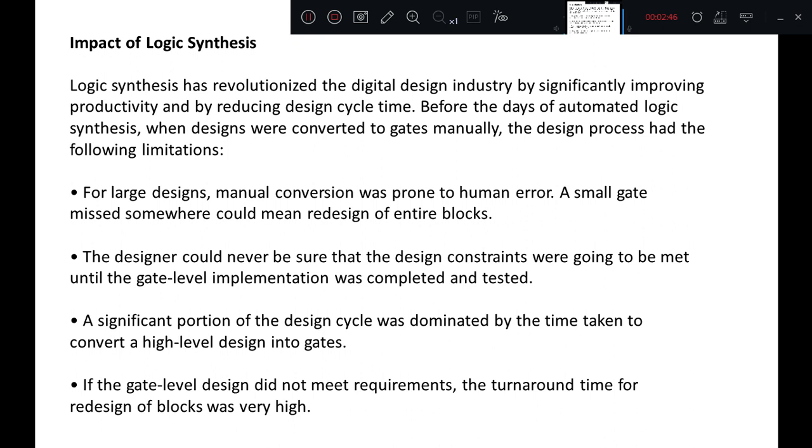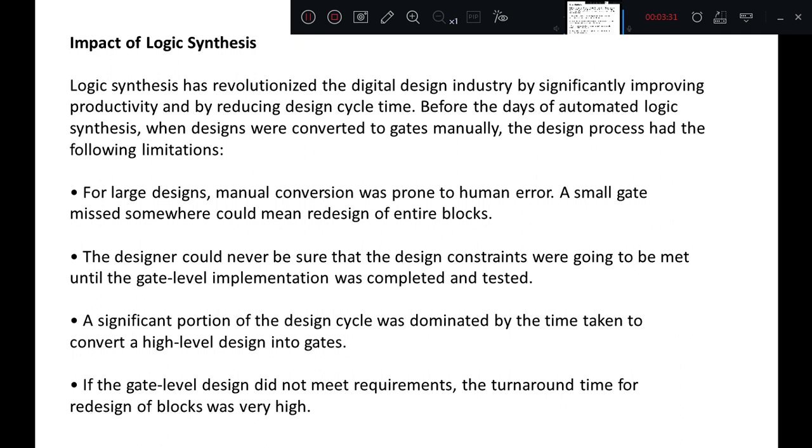We will see the impact of logic synthesis. Logic synthesis has revolutionized the digital design industry by significantly improving productivity and by reducing design cycle time. Before the days of automated logic synthesis, when designs were converted to gates manually, the design process had the following limitations. For large designs, manual conversion was prone to human error. A small gate missed somewhere could mean redesign of the entire block. So what we are discussing is a comparison of the automated design process and the manual process that was done earlier.